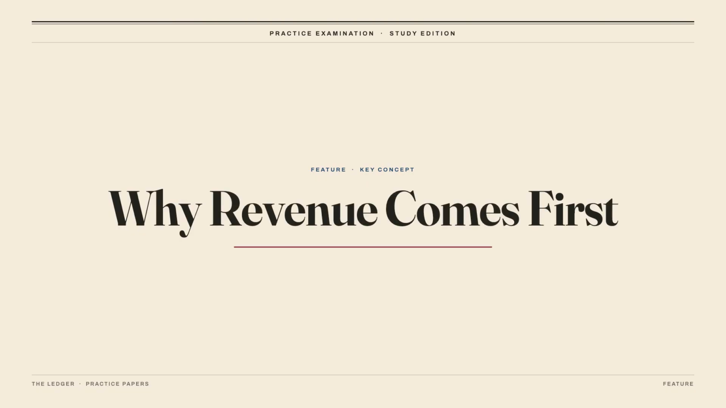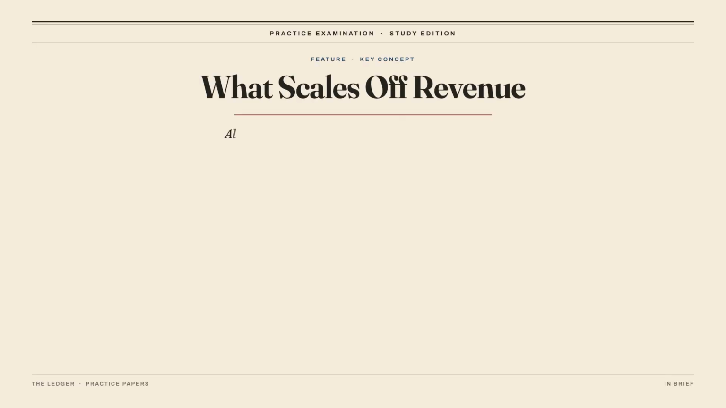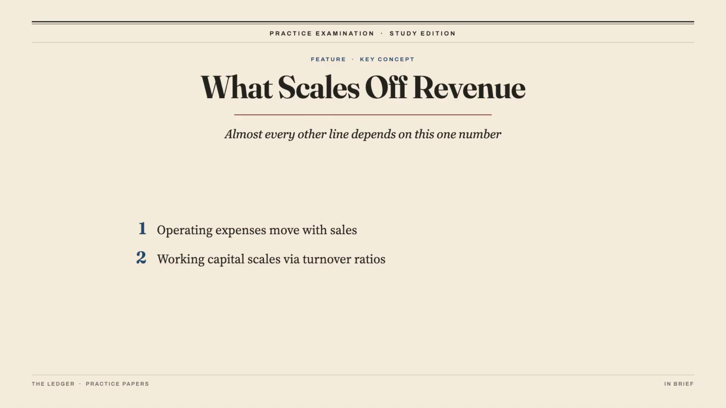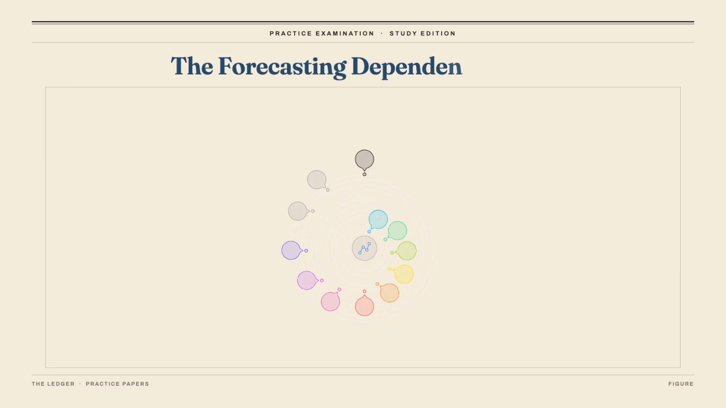A financial forecast has many moving parts, and guessing the bottom line directly never hangs together. The 7-step game plan instead builds a projection in the order the numbers actually depend on each other, starting with revenue. Revenue leads because so much else is driven by it. Operating expenses tend to move with sales. Working capital items like receivables and inventory scale off revenue through turnover relationships. And even financing needs depend on how much the business is expected to grow.